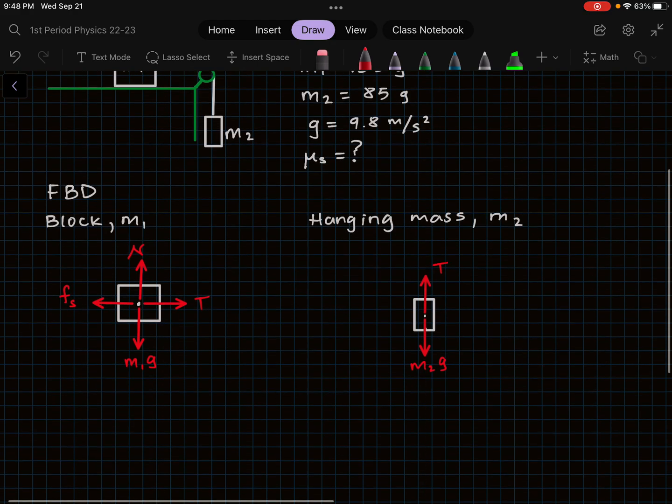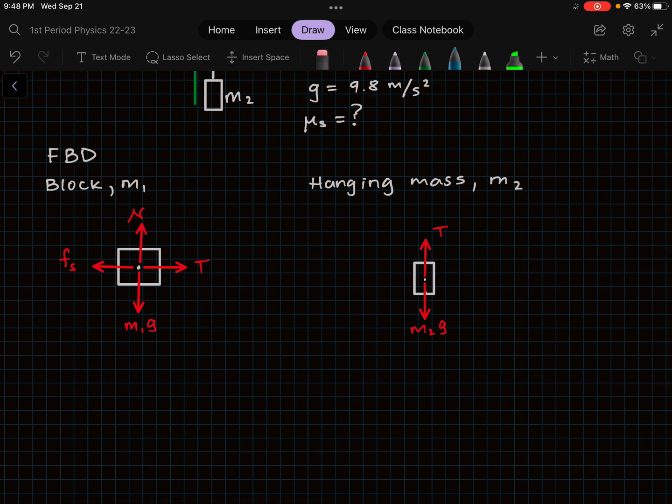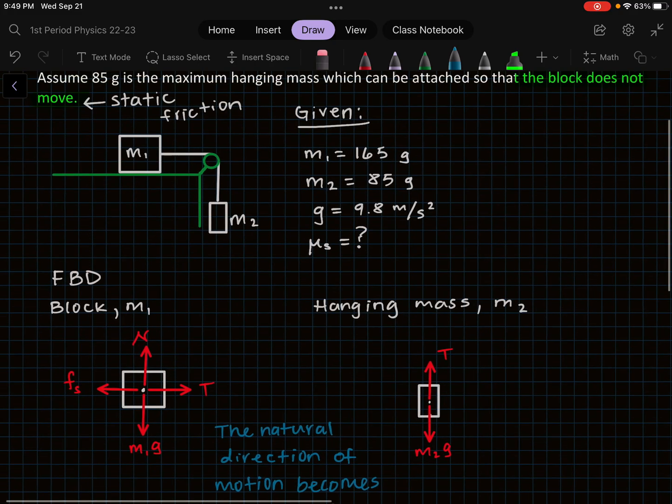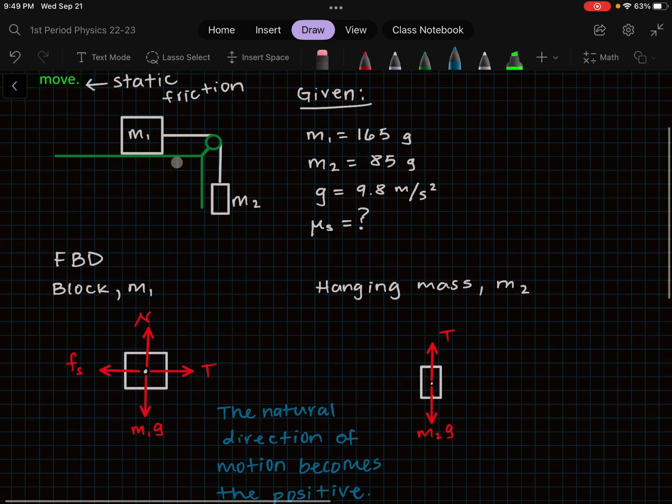Let me write it down, that way we don't forget. The natural direction of motion becomes the positive direction. Now, you could make it negative, of course, but I think this way is easier. I like this way better. Again, if you want to make the natural direction of motion negative, by all means, but I like to make it positive. Which means the block, mass 1, will move to the right.